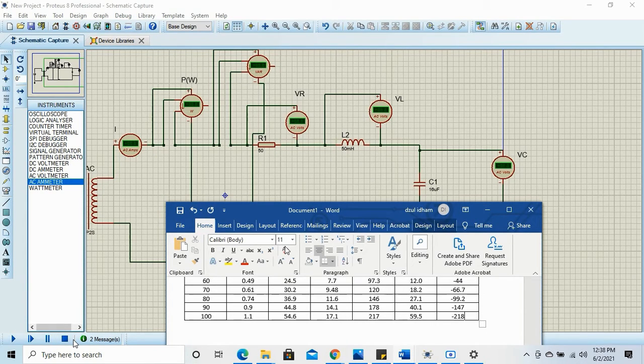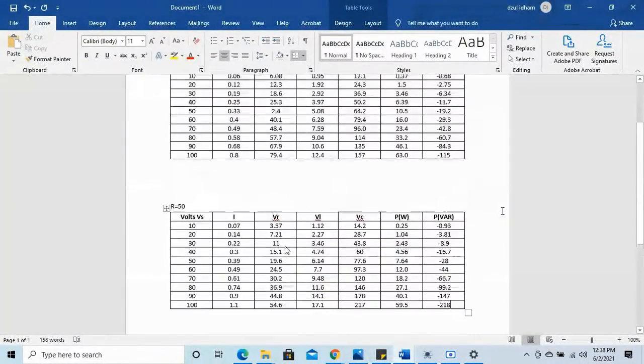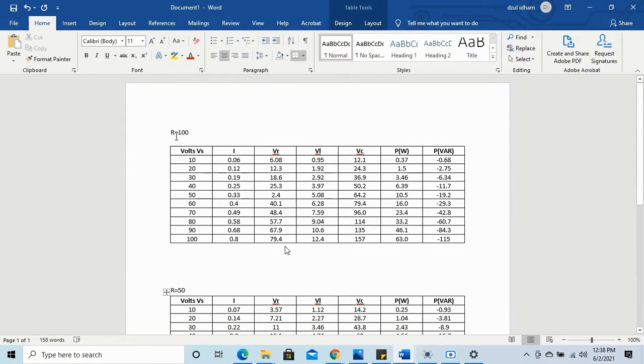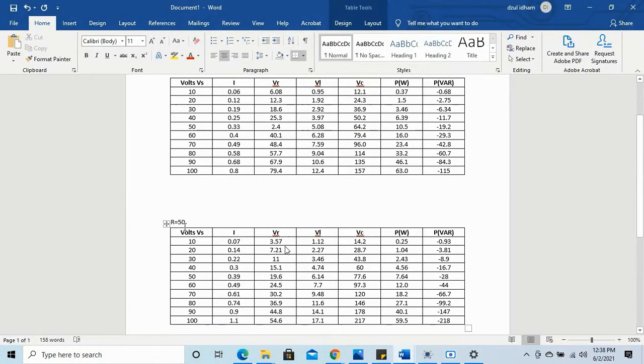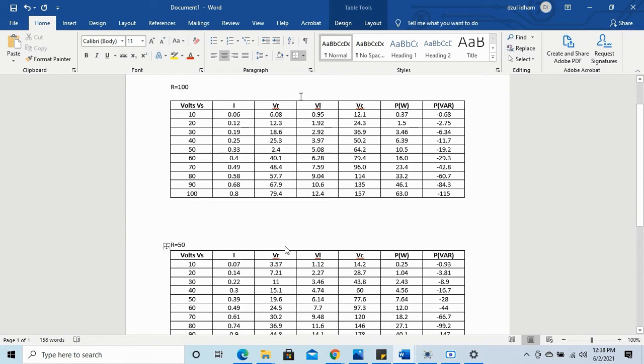Okay, we have to insert the results into the table, for R 100 and resistance value 50 ohms. So we can determine that I is increased while the values of VR, VL, VC, P and PVA are small. PVA is negative, P in watts is positive, and the capacitor voltage is a little bit greater than VL and VR.